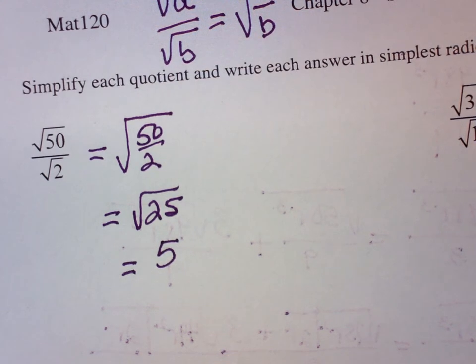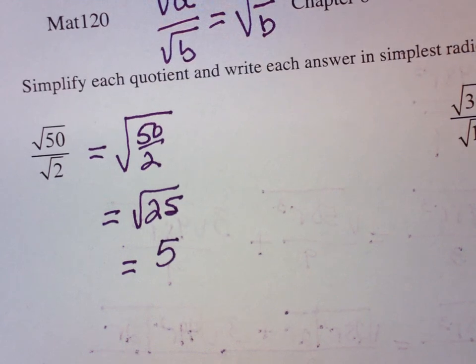Anytime you're manipulating radicals at all, you're looking at simplification. That's any reason why you would manipulate it. You would manipulate it so you could simplify.